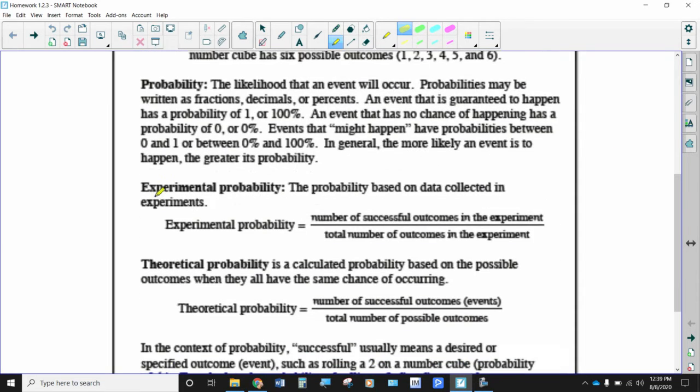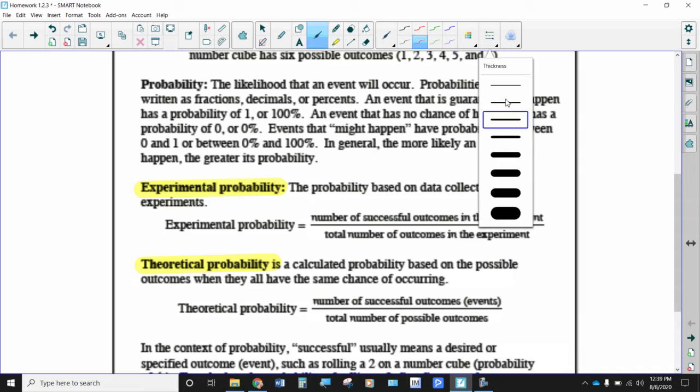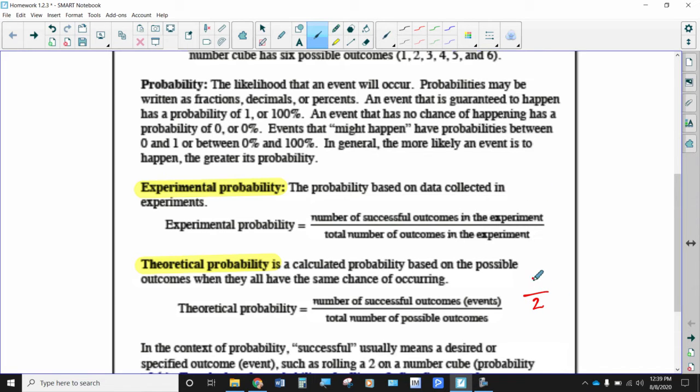What we really want to focus on here is the difference between the experimental probability and theoretical probability. Now, theoretical probability, this is the mathematical model. So if you think of the probability of flipping a heads with a coin, you've got two sides to the coin, and only one of those sides is heads. So the probability of flipping heads mathematically would be 1/2. So that is theoretical probability.